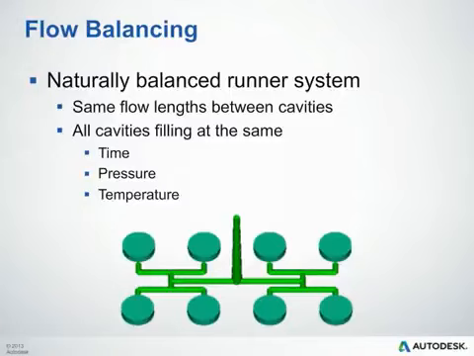There are two types of balanced runner systems typically. One is the naturally balanced runner system, which sometimes people call a geometrically balanced runner system, and artificially balanced runners. In a naturally balanced runner system, the flow length from the sprue to each of the parts is the same for all the cavities, as shown in the image below. Generally, this type of runner system has a larger processing window than artificially balanced runners. We'll take a look at some examples of artificially balanced runners in the next slide.